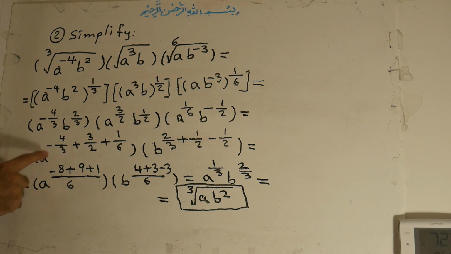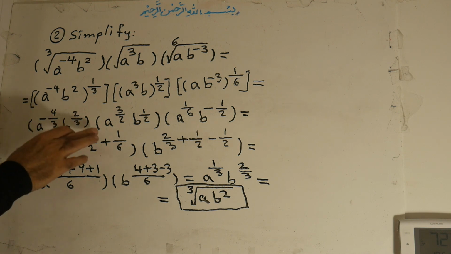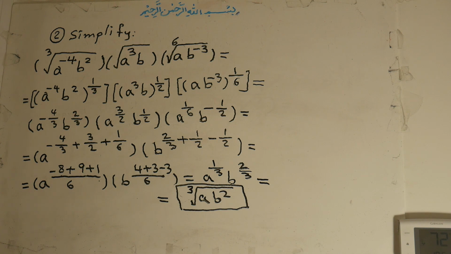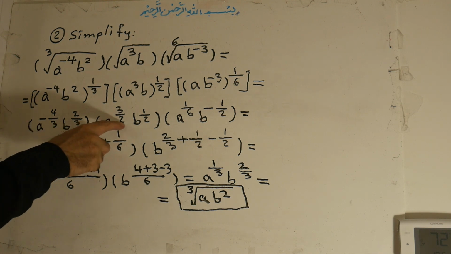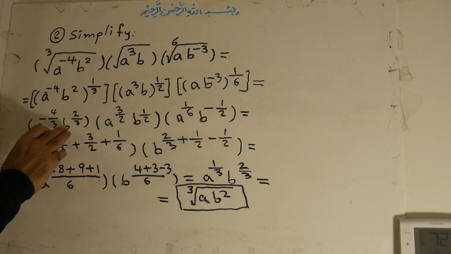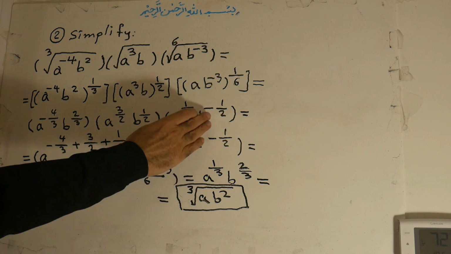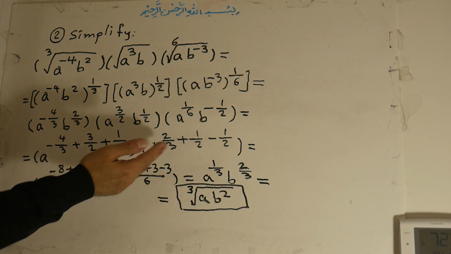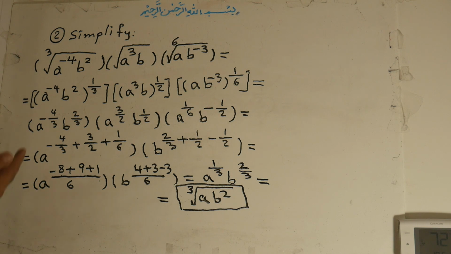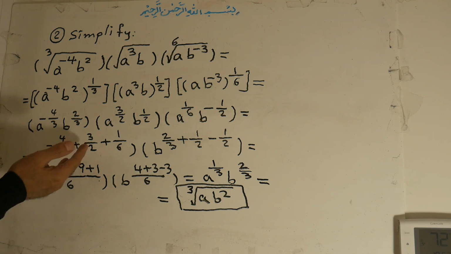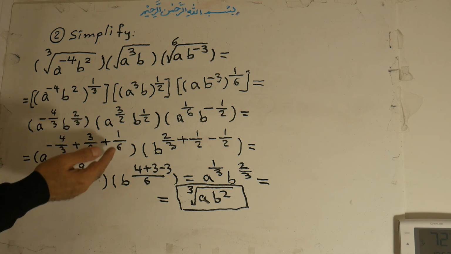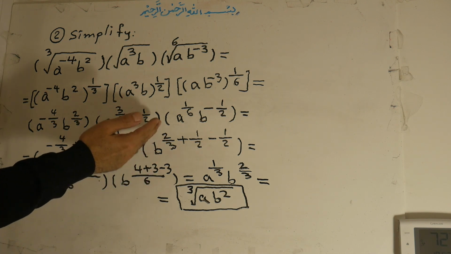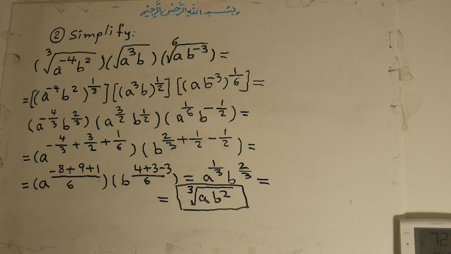Now because these numbers are in multiplication, we can add the powers: a to the power of negative 4 over 3 plus 3 over 2 plus 1 over 6, and b to the power of 2 over 3 plus 1 over 2 minus 1 over 2. Now we add these, the common denominator is 6, and for this one also 6. 6 divided by 3 is 2, 2 times negative 4 is negative 8, 6 divided by 2 is 3, 3 times 3 is 9, 6 divided by 6 is 1, 1 times 1 is 1. Here 6 divided by 3 is 2, 2 times 2 is 4, 6 divided by 2 is 3, 3 times 1 is 3, 6 divided by 2 is 3, 3 times negative 1 is negative 3.